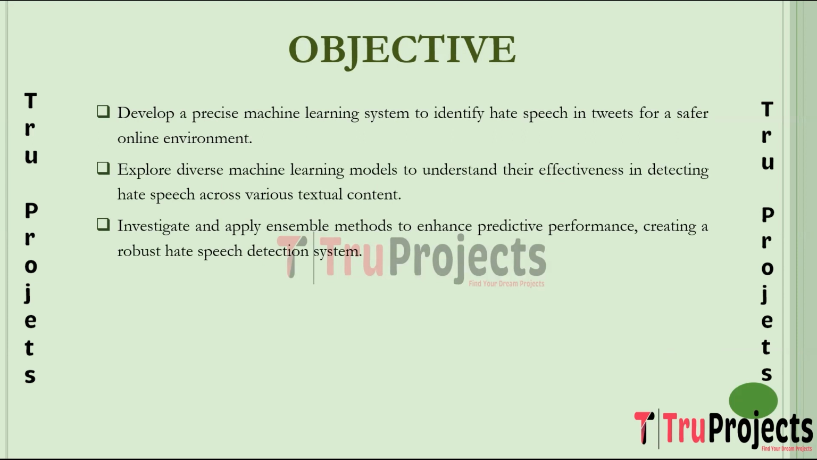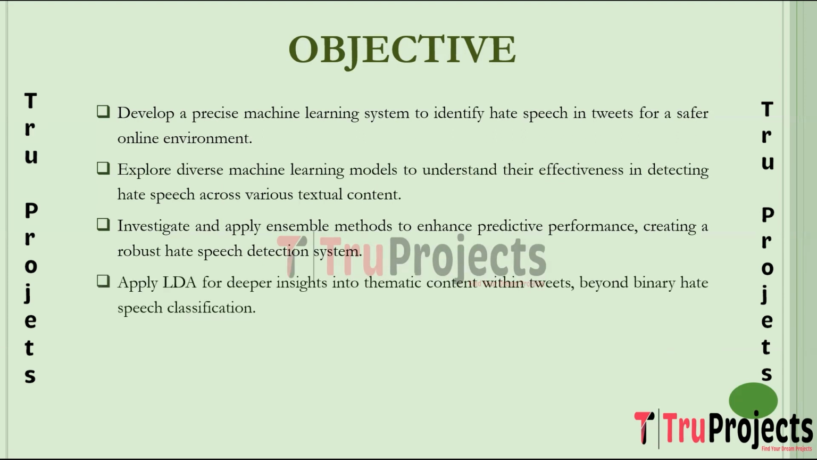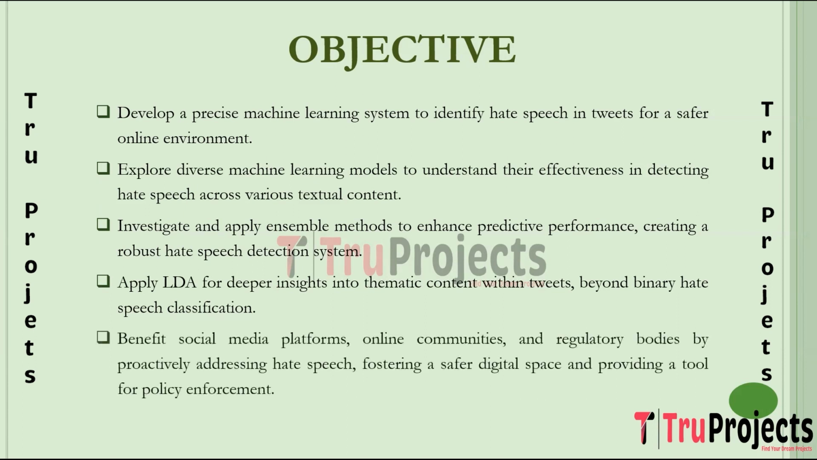The aim is to apply latent Dirichlet allocation for topic modeling, extracting additional insights from the text data. The objective is to gain a deeper understanding of thematic content within tweets, going beyond binary hate speech classification. This project benefits social media platforms, online communities, and regulatory bodies. By proactively identifying and addressing hate speech, it contributes to a safer and more positive online environment. Users experience reduced instances of harassment, and regulatory bodies gain valuable tools for enforcing policies against hate speech on digital platforms.